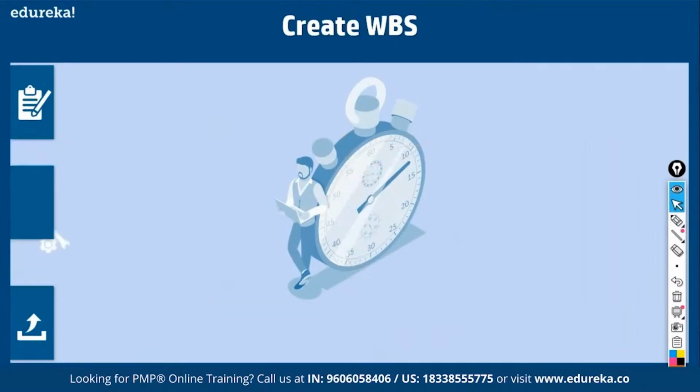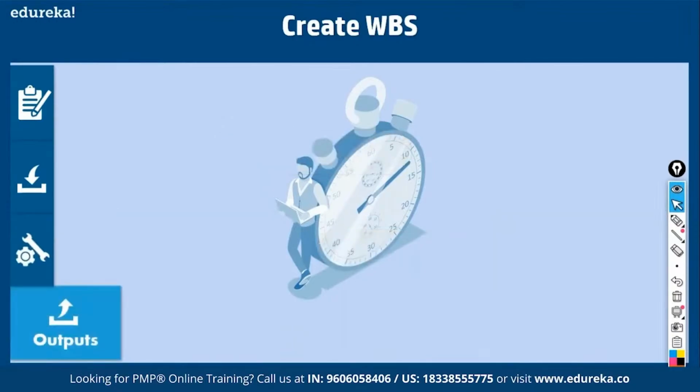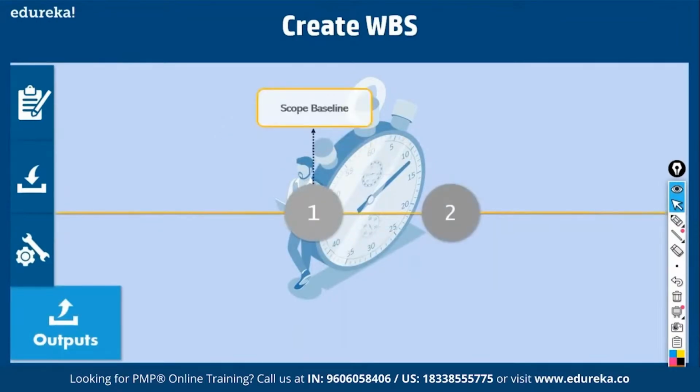Okay. And the tools and techniques are expert judgment. You need to have expertise to define the work and decompose the work into smaller and smaller components. That requires expertise. Then decomposition is the process of breaking down the whole project into phases, phases into major deliverables, and major deliverables into deliverables. That is called decomposition. We need to have skills relating to decomposition. Then the output is scope baseline.